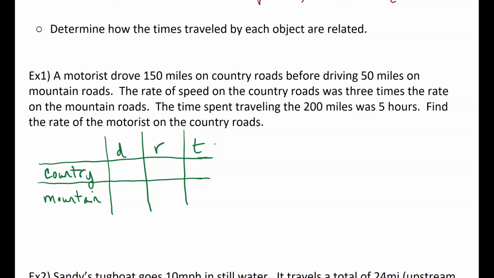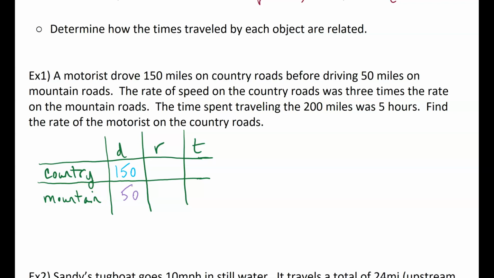Okay. The motorist drove 150 miles on country roads. So that's the 150 is the distance for the country road. Okay, before driving 50 miles on the mountain road. Mountain road distance is 50. Okay. The rate of speed on the country road was 3 times the rate on the mountain road. So what's the issue with that statement? You don't know the rate of the mountain. Okay, I don't know the rate of the mountain.